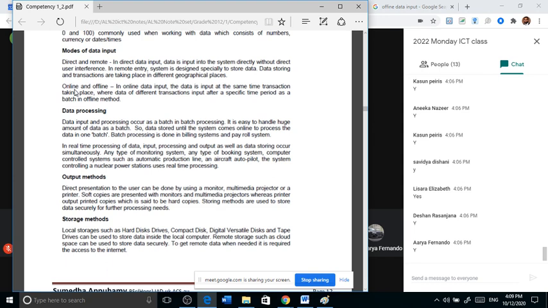Then the second method that we have, online and offline. Let's recall, what is online? It is connected to the internet. Online.